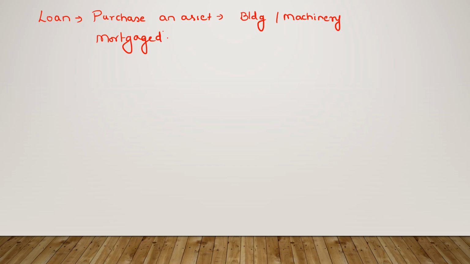So when such an asset which is being purchased, on which loan is being taken, is mortgaged, then we say that these particular assets which have been mortgaged have been given as principal security. The other term that is also used is primary security. In case the company does not repay the loan, then that particular asset can be taken over by the lending institution, that is the bank.